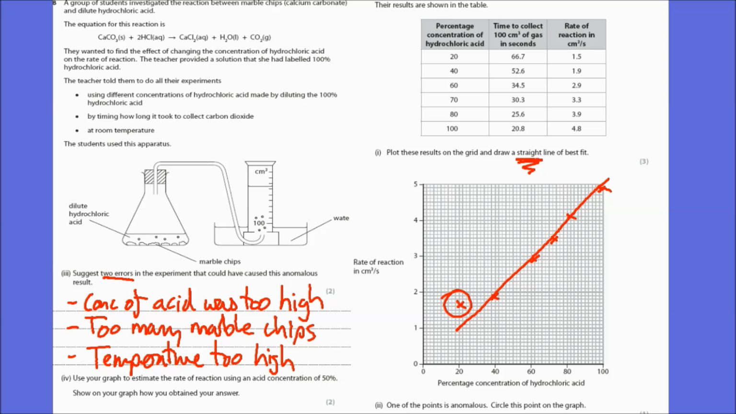Now, the final question is use your graph to estimate the rate of reaction. All you need to do is read off the axes at 50% and read across, and it should come out as something like 2.4 centimetres cubed per second if you've plotted it accurately, unlike myself.